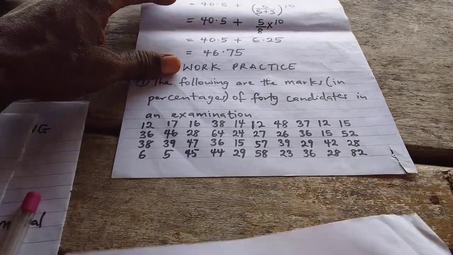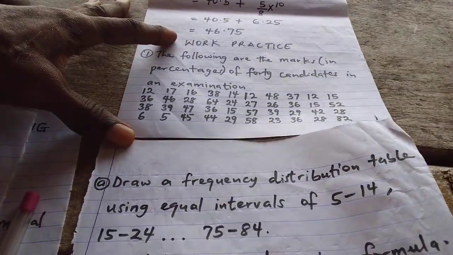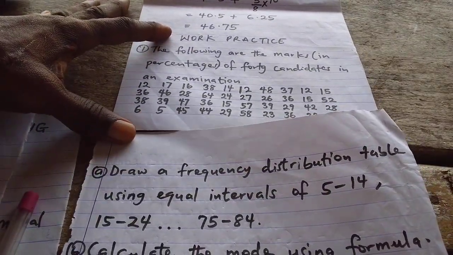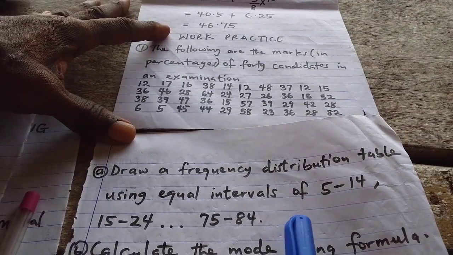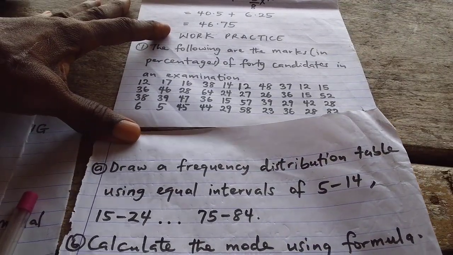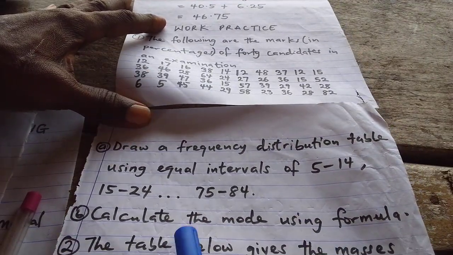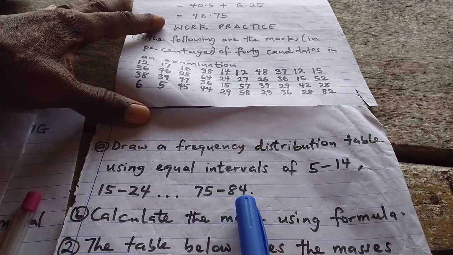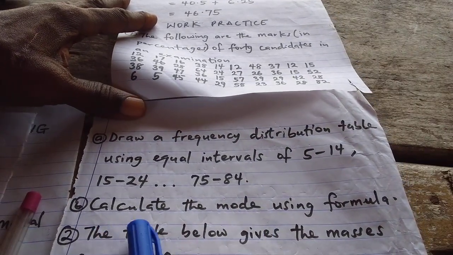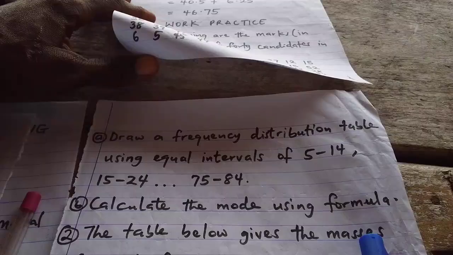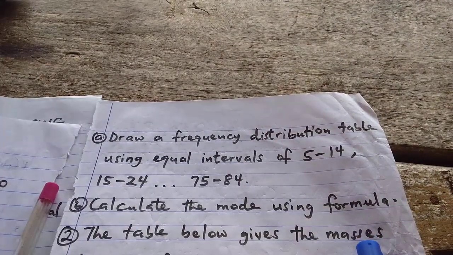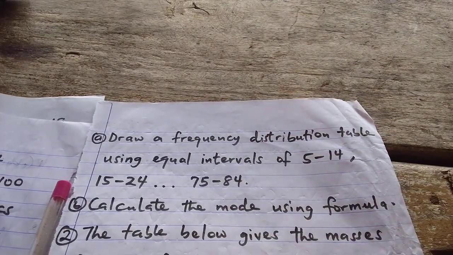So part A says draw a frequency distribution table using equal intervals of 5 to 14, 15 to 24, like that till you get to 75 to 84. Calculate the mode using the formula. So you're expected to calculate the mode this time using the formula.